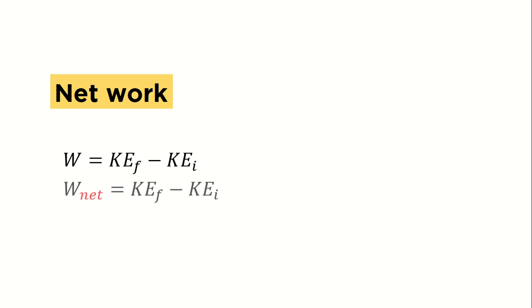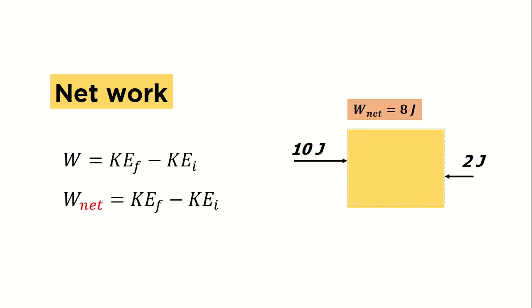Just take note that the work we are referring to here is the net or the total work on the object. So for example, if a box is pushed and it does 10 joules of positive work, but frictional force is doing 2 joules of negative work at the same time, the work to be considered is 8 joules, or the net of the two works.